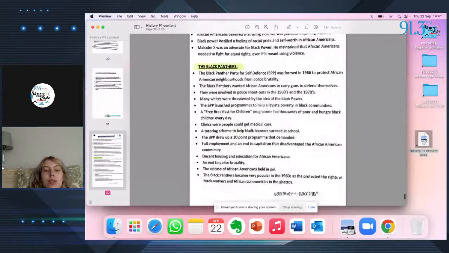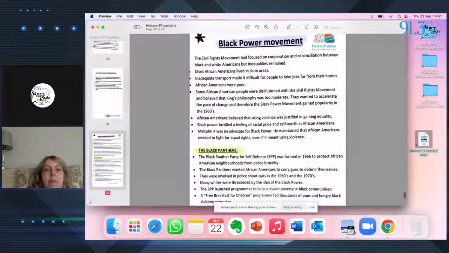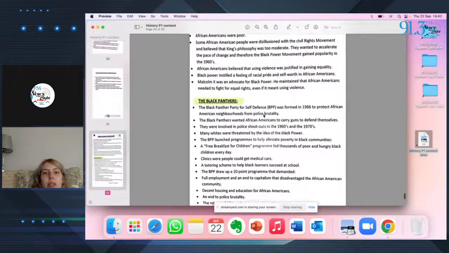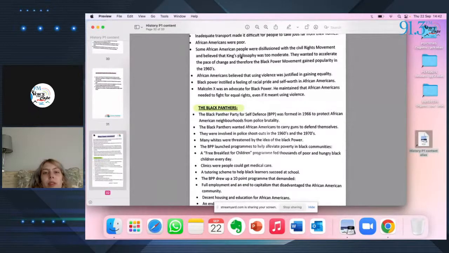That brings us to the Black Power movement. Okay, so where the civil rights movement had focused on cooperation and reconciliation between black and white Americans, inequalities still remained. Most African Americans lived in slum areas, and inadequate transport made it difficult for people to take jobs far from their homes. African Americans were poor, and some African American people were disillusioned with the civil rights movement and believed King's philosophy of nonviolence was too moderate. They wanted to accelerate the pace, and therefore the Black Power movement gained popularity in the 1960s.